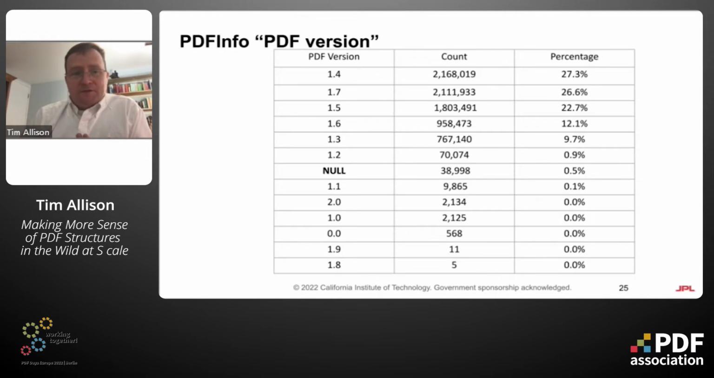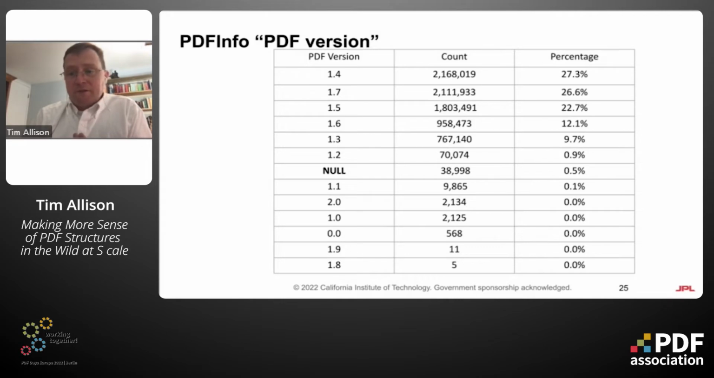Now, PDF version, again, I have a couple of slides on this at the end, but these are the alleged PDF versions that PDFinfo pulled out. So mostly 1.4, or a tie with 1.4 and 1.7. You can also see that there are a very small handful of 0.0 version PDFs. So PDFs will say all sorts of crazy things about themselves. And those null versions are probably not even PDF files.